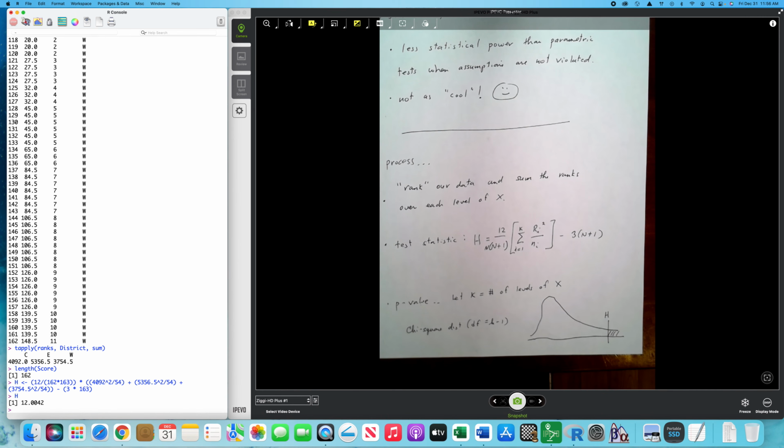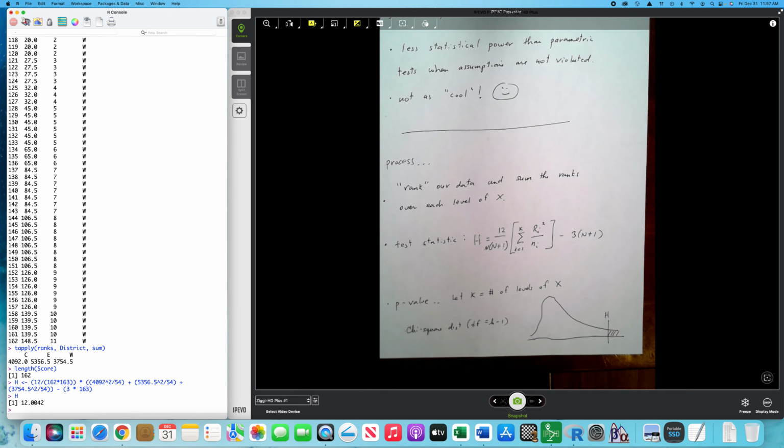Now we get H as 12.0042, and again, take this with a grain of salt, the way that R calculates the ranks. I think it's questionable, but I certainly don't want to go through this problem by hand and calculate the ranks because we have bigger fish to fry than this.